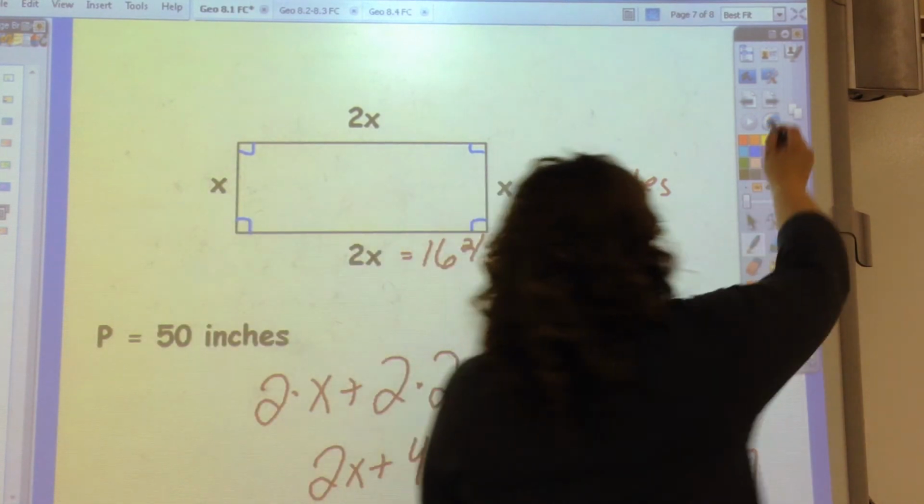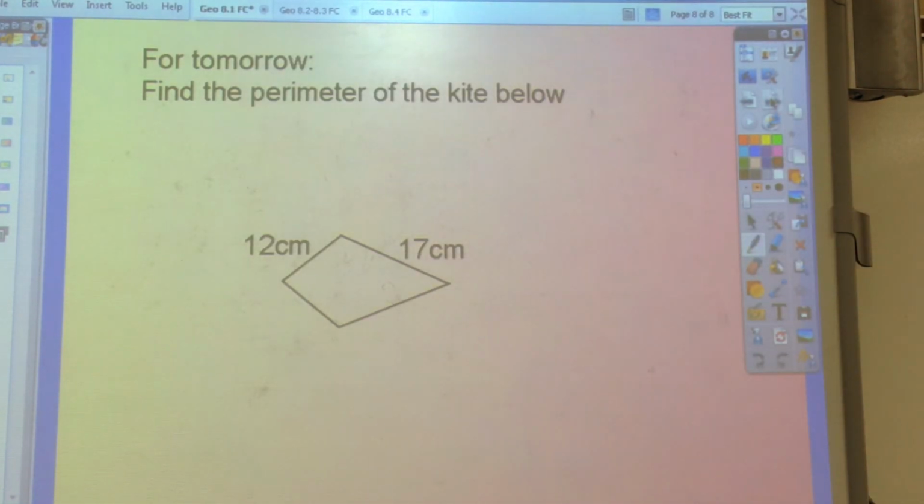All right, for tomorrow, go ahead and find the perimeter of the kite below, and I'll see you then.